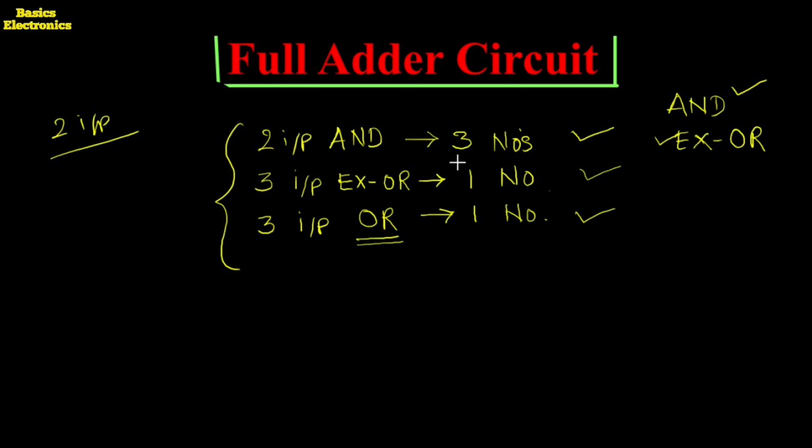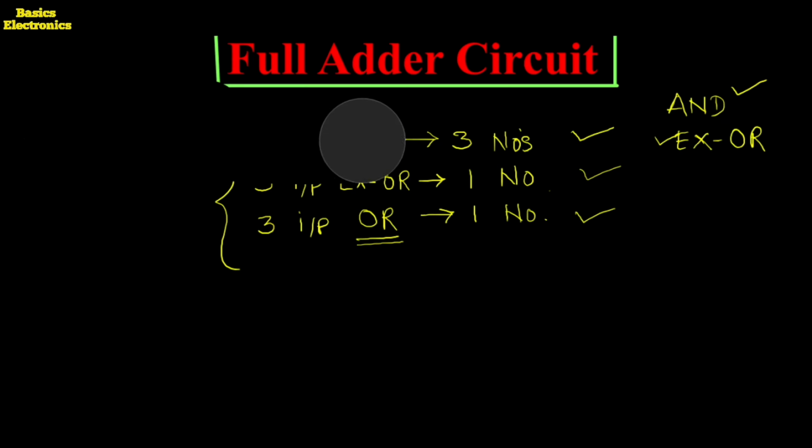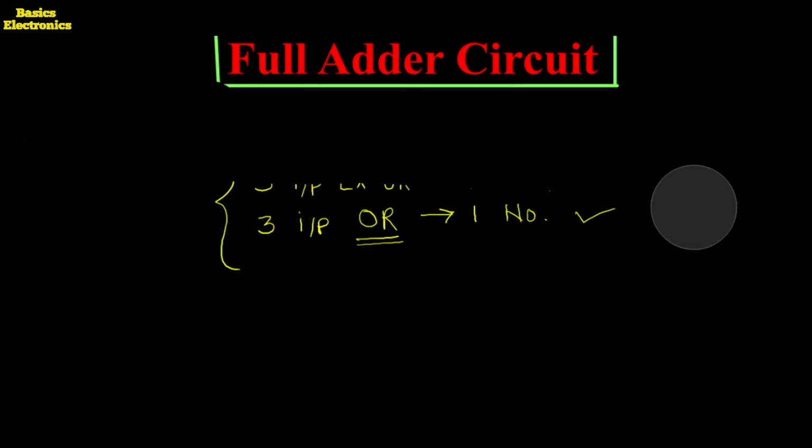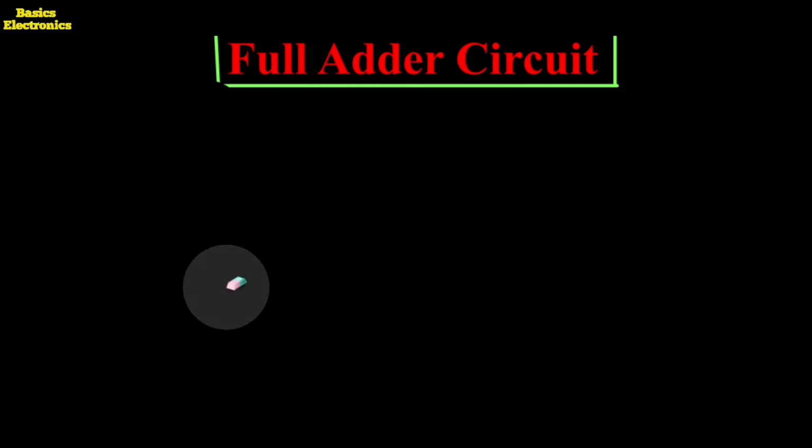So we will see how we can construct this full adder circuit, and what type of truth table is formed by using this full adder circuit. For the construction of the full adder, we require 3 AND gates, 1 three-input XOR gate and 1 OR gate.